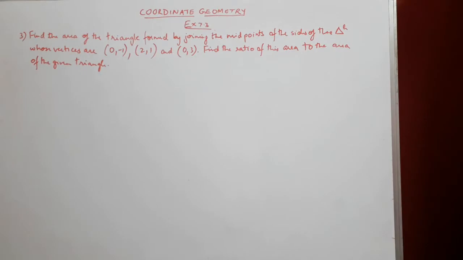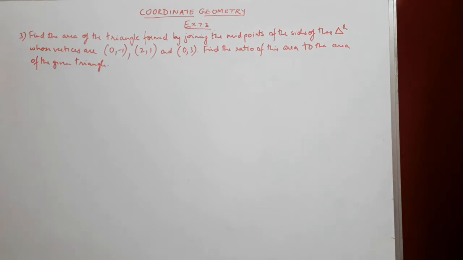Hello students, in this video we will be solving a problem from exercise 7.3. Our question is, find the area of the triangle formed by joining the midpoints of the sides of the triangle whose vertices are (0, -1), (2, 1) and (0, 3). Find the ratio of this area to the area of the given triangle.